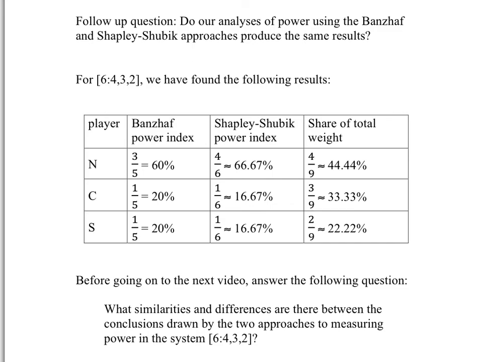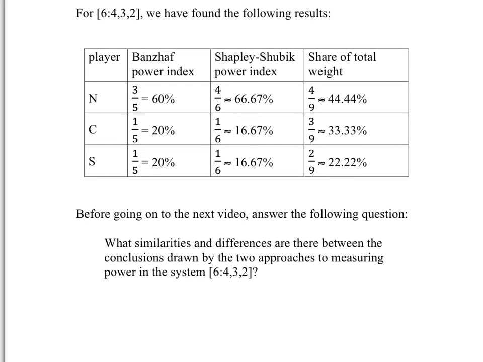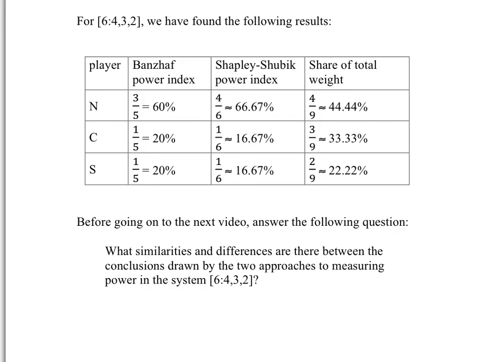Now, before going on to the next video, answer the following question. What similarities and differences are there between the conclusions drawn by the two approaches to measuring power? So these are Banzhaf's results, these are the Shapley-Shubik results. Look at these numbers, how they compare to one another, and in particular, how they compare to the share of total weight, i.e. the share of population. These two approaches will reach certain similar conclusions, but will also reach certain different conclusions. Think about and comment on that.